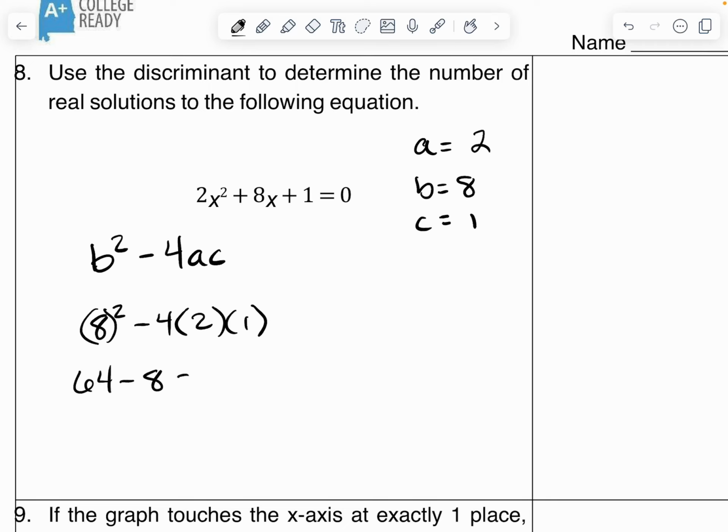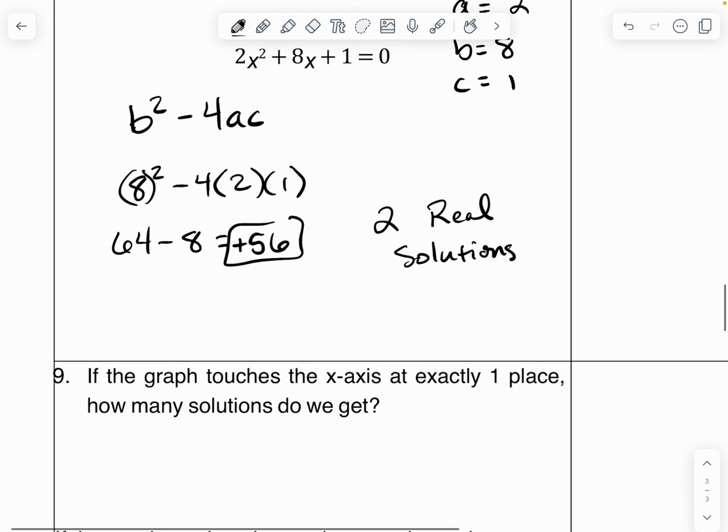Well, 8 squared, 64, minus 8. 64 minus 8. Really don't care what the number is. It's 56. The biggest thing here is that this is a positive number. And if we have a positive number for the discriminant, we are going to get two real solutions. All right, that is number 8.